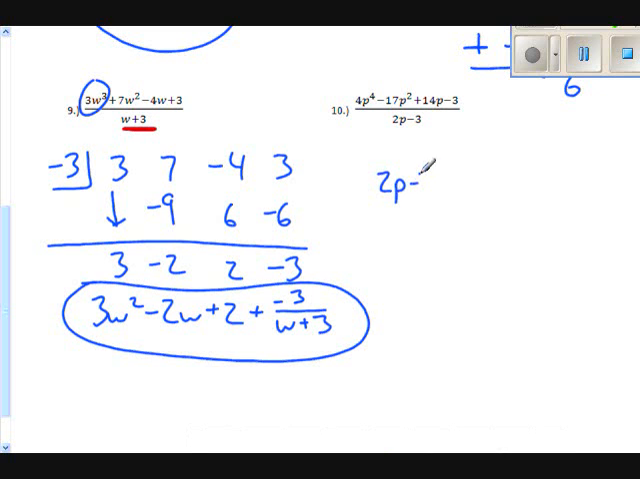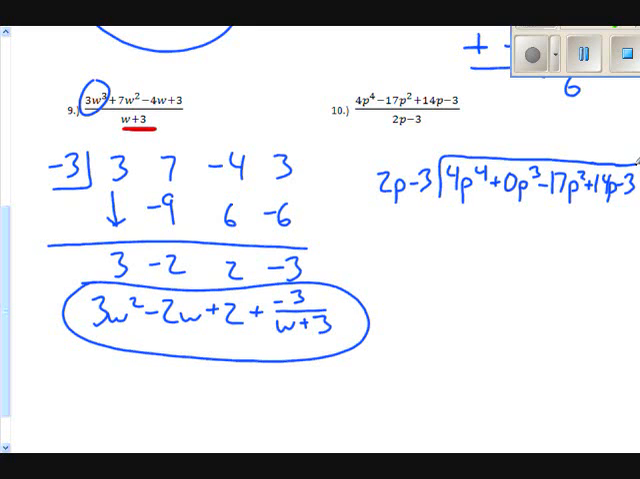So I've got 2p minus 3, and that's going to be divided into 4p to the fourth. And notice here I'm going to do a plus 0p to the third because there was no p to the third value. So I've got to hold its spot. I'm saving a seat for my friend. Be a good friend. Save a spot. Plus 14p minus 3. Okay?